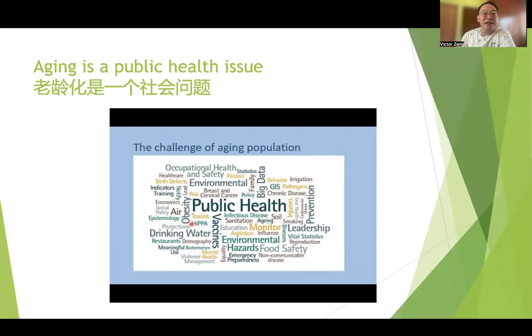Aging is a public health issue. It's also a societal problem. Why? Because if you are sick, you're taking sick leave and not contributing to the economy of the country. If you are sick every day and not working, how can you strengthen the country's economy? So it's a societal problem and a public health issue.